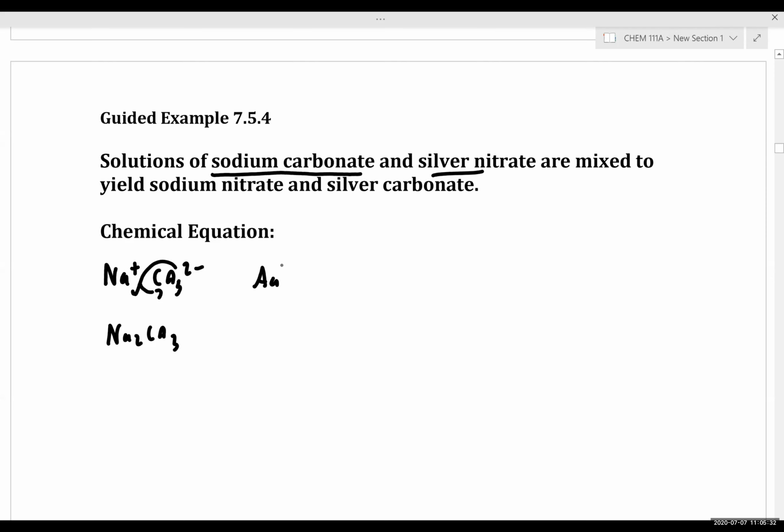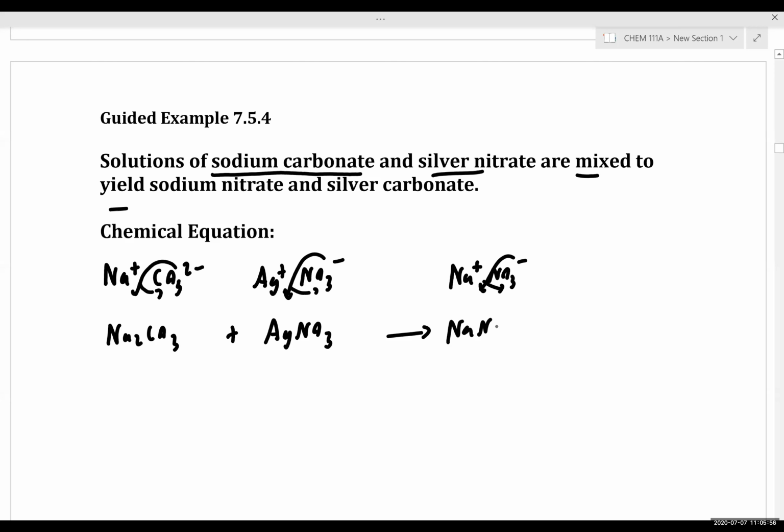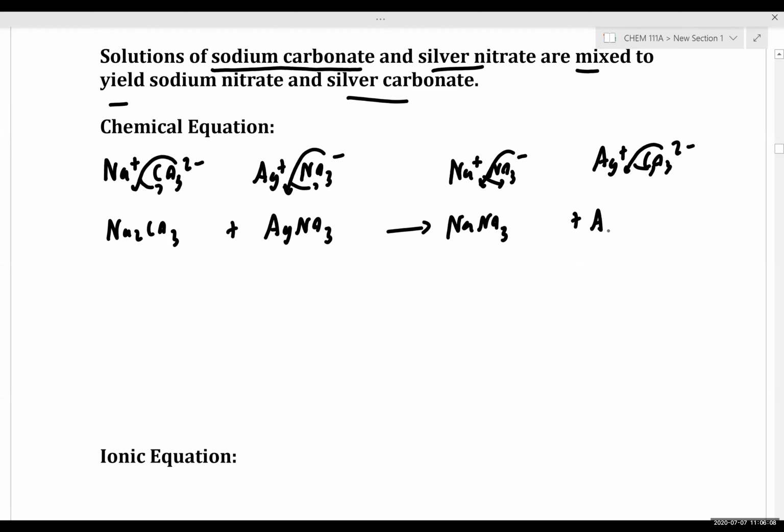Silver nitrate, we have silver plus and NO3-. We cross our charges. That in turn gives us AgNO3. Mixed to yield, that means I have to draw an arrow. Sodium nitrate, NaNO3. So we have sodium plus NO3-. We cross our charges. That gives us NaNO3. And then finally, silver carbonate. We have silver plus and CO3 2-. We cross our charges. And that in turn gives us Ag2CO3.